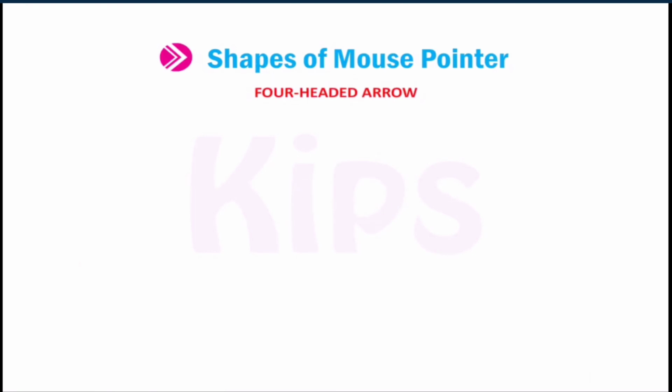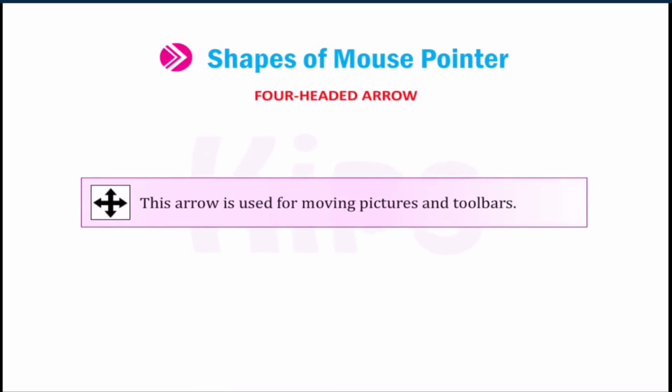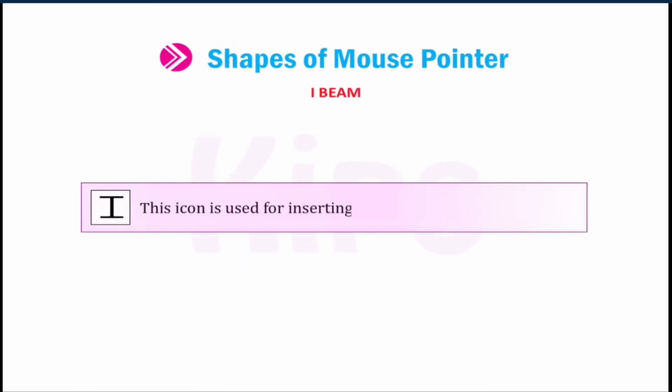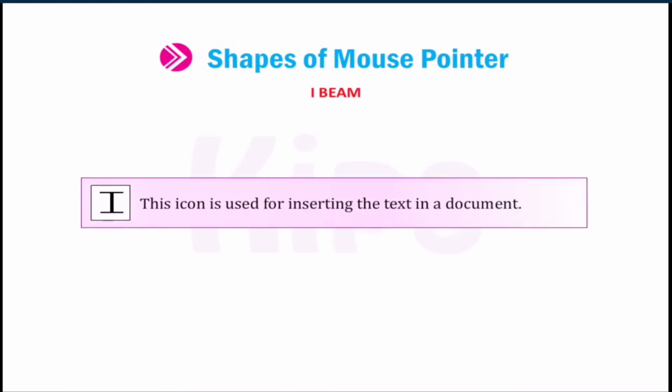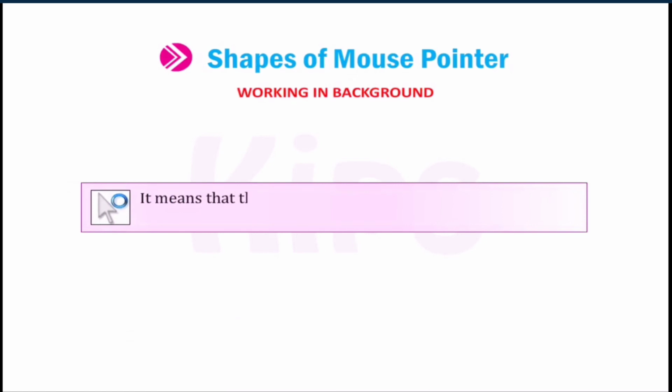Four-headed arrow. This arrow is used for moving pictures and toolbars. I-beam. This icon is used for inserting text in a document. Working in background. It means that the computer is processing while you are working.